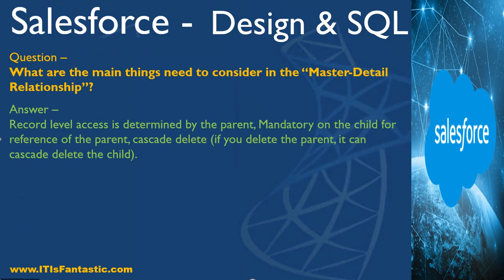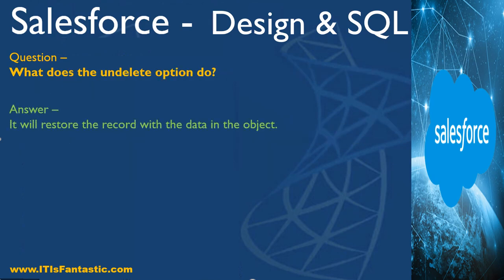What are the main things to consider in the master-detail relationship? Record-level access is determined by the parent, it is mandatory on the child for reference of the parent, and cascade delete. What does the undelete option do? It will restore the record with the data in the object.